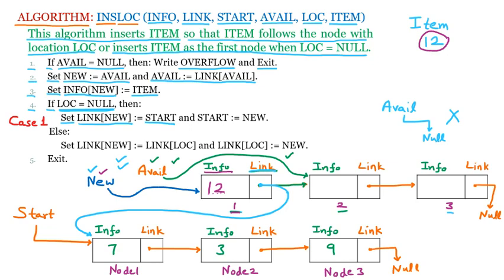Now this link pointer, this part is not present, it is modified. And then afterward we are saying start is equal to new. So here this start is now modified to the new, and new is pointing to the first node. So there this start is modified, this is modified now. So here we have inserted the new node at the first place if the location is null. So this was the case 1.